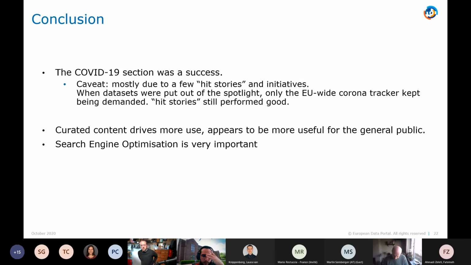We do think that this provides evidence that curated content drives more use, and appears to be more useful for the general public than just throwing the datasets and their description there, which I think is quite obvious. The general public is not going to open a dataset unless it's really forced to. And another thing that we noticed that is very important is that search engine optimization is very important. Most of our visits come from people that find us on Google, not because they come to the EDP, at least on the COVID-19 part.